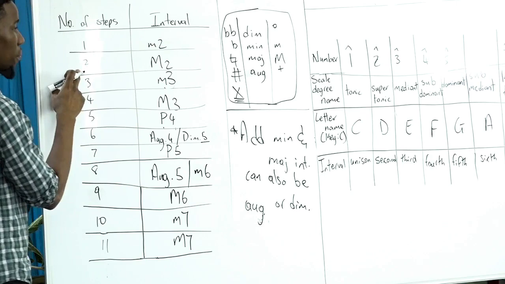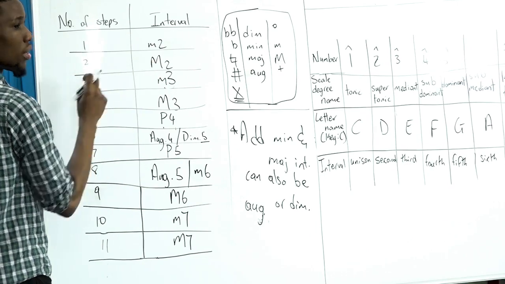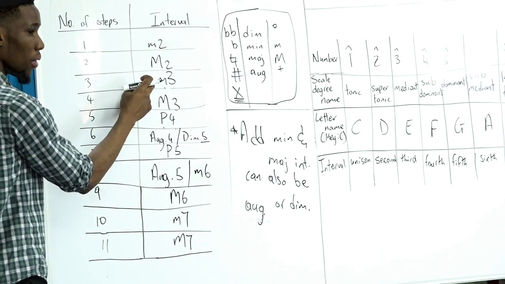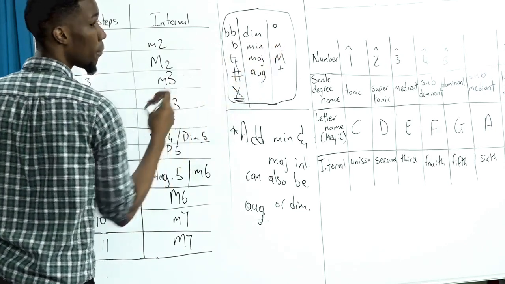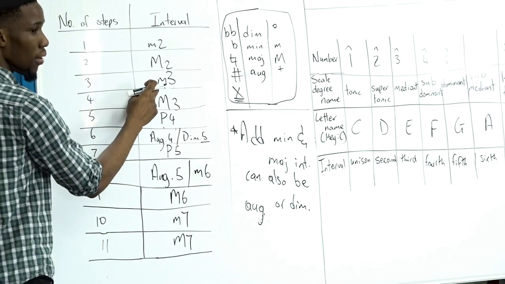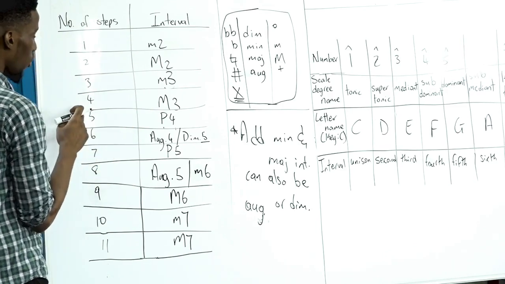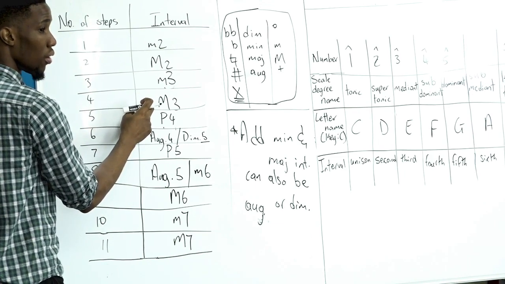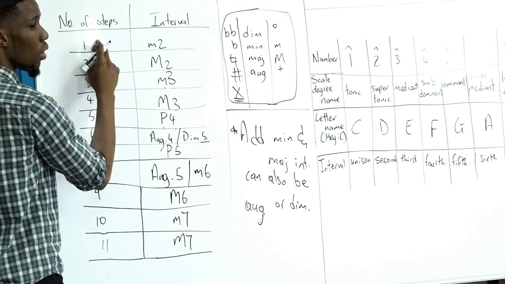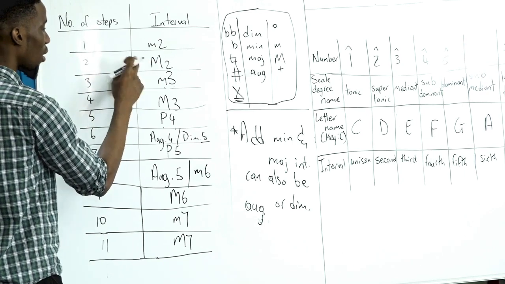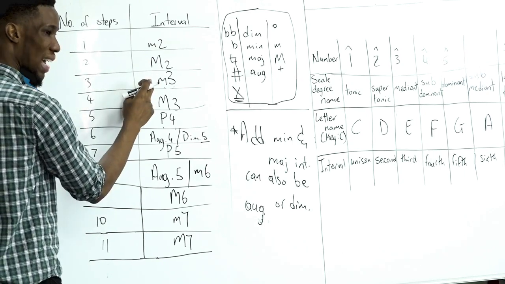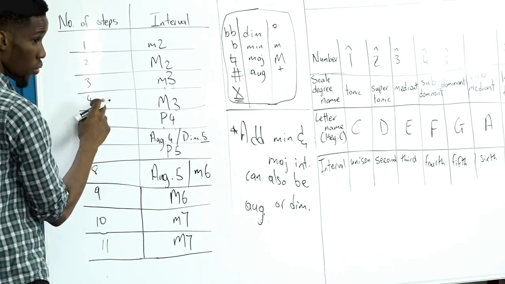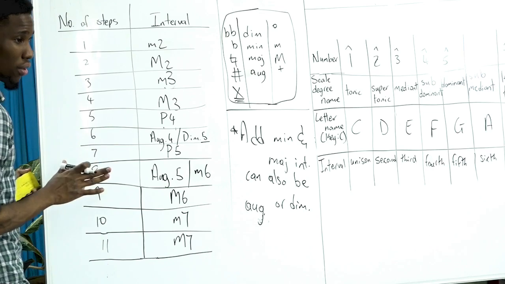Then we'll go two steps, that would be a major second. If we go three steps, that would be a minor third. Remember the symbol for minor is little m. We just said that. Minor third, little m3. Then if we go four steps, we go big M3, major third. So minor second, one step. Major second, two steps. Minor third, three steps. Major third, four steps. We're going to see this on the piano very soon.